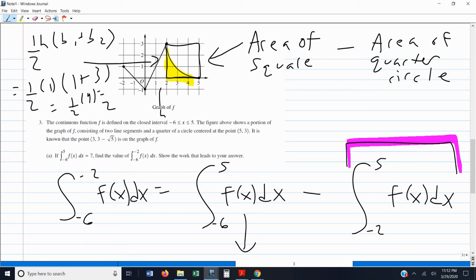This is using the idea that the integral represents the area between the curve and the x-axis. So that's how I know we want that yellow area and not the actual area of the quarter circle. We knew that our circle had a center at 5, 3. That was given. And so the area of the square is going to be 1, 2, 3. It's a 3 by 3. So the area of the square is 9. And then we're taking out the area of that quarter circle. So I am finding this right now.